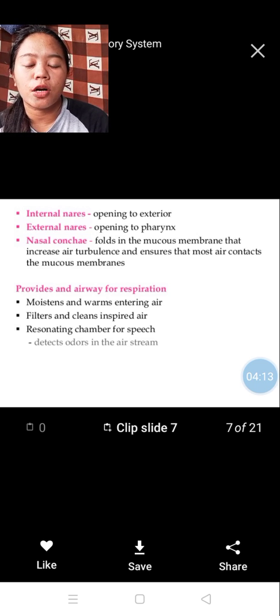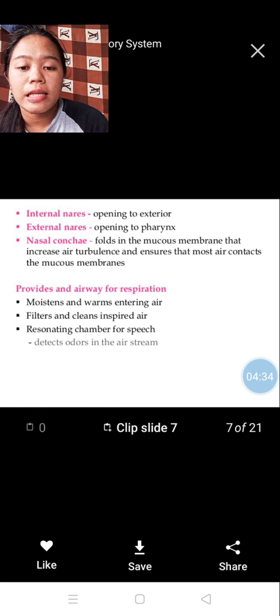Next is the nasal conchae. They are folds in the mucous membrane that increase air turbulence and ensure that most air contacts the mucous membranes. So it provides an airway for respiration. First, it moistens and warms entering air. It filters and cleans inspired air. The last one is the resonating chamber for speech, or it detects odors in the air stream.